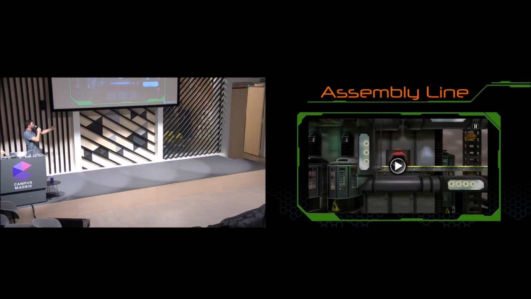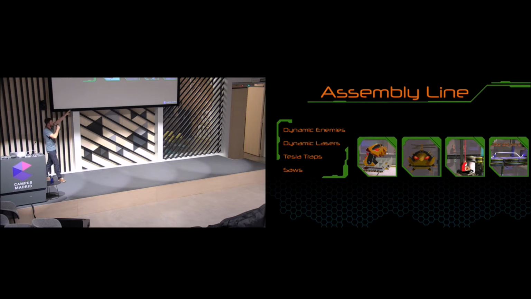Can we actually? But videos don't work. Okay. Well, as you can see here, the assembly line has really good metal materials. We have electrical devices. We also have conveyor belts transporting the newly built robots. And we have some robotic arms actually building up these newly built robots. The assembly line has its own unique enemies. We have our first two dynamic enemies, the ground dynamic enemy and the dynamic flying enemy, and both dynamic and static lasers, and last but not least, our Tesla traps.